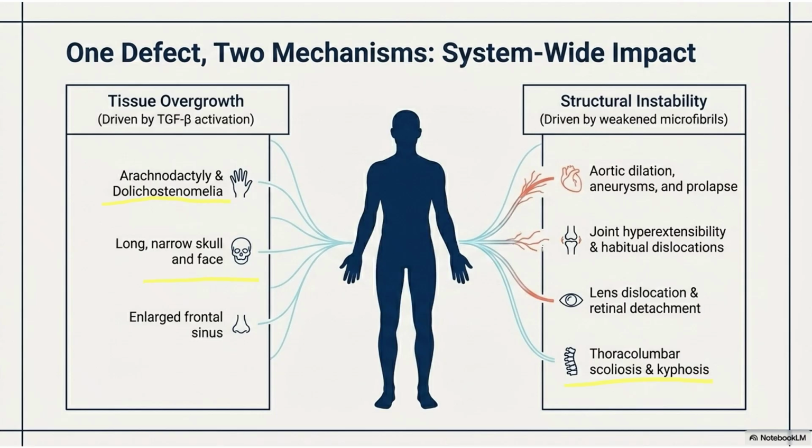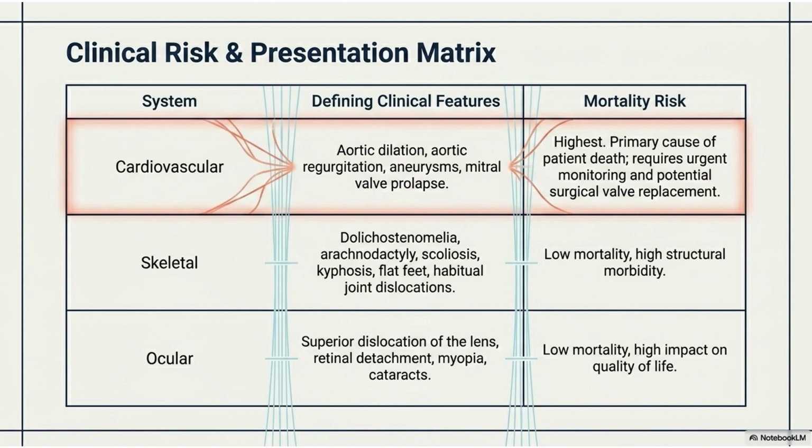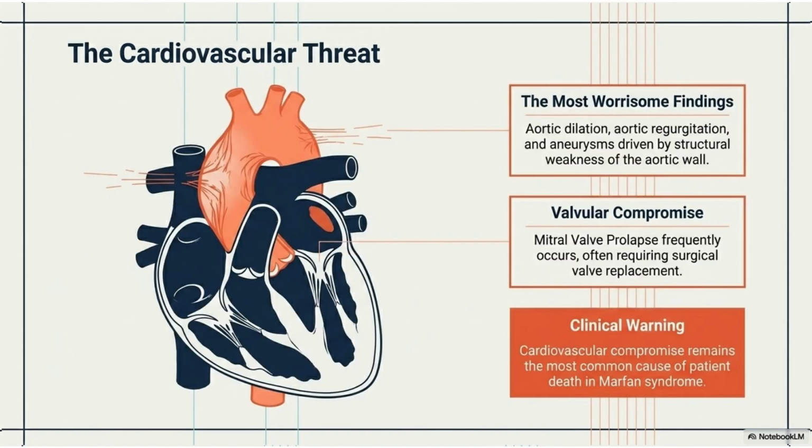Additional skeletal findings include hyperextensible joints, frequent joint dislocations, kyphosis, and flat feet. Although the skeletal features are easy to recognize, the most important complications occur in the cardiovascular system. Patients may develop aortic dilation, aortic regurgitation, and aneurysms. These are considered the most serious manifestations of the disease.